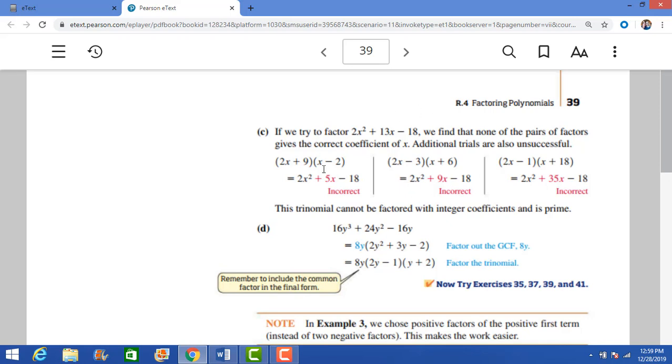Okay, so I'll leave these for you to do on your own. Okay, and just make sure you review. And then, of course, you could use these examples, these exercises to practice. Okay, but again, the method is the same.